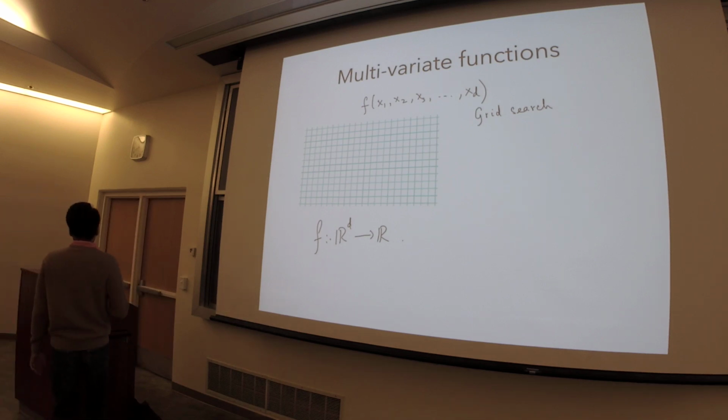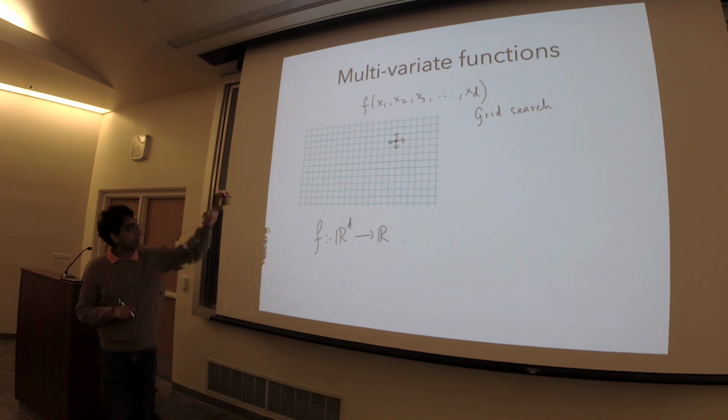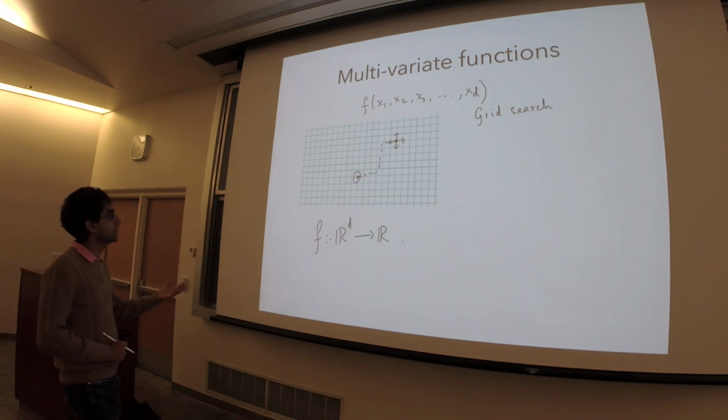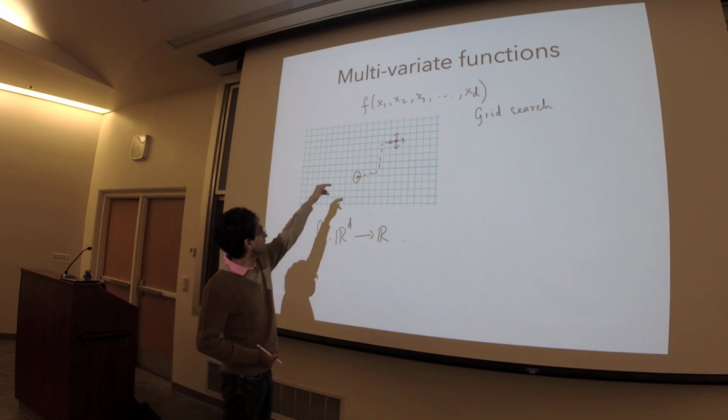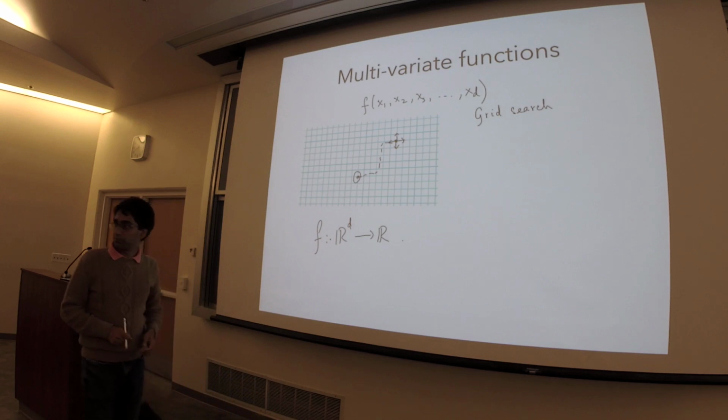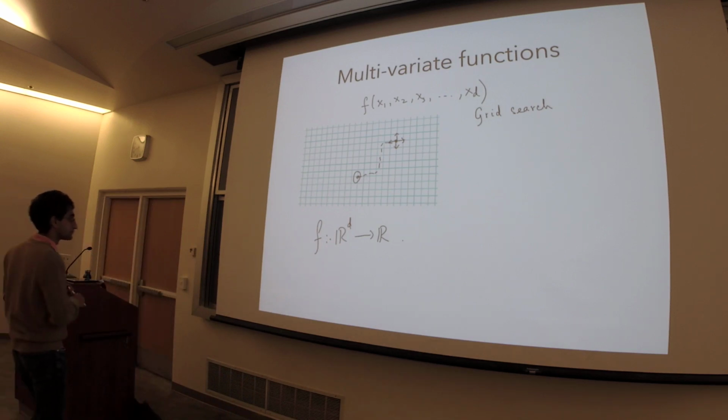Grid search is a natural example where you start off at some point and you move left or right or up or down, and all the neighbors have a cost that is higher than the current one. Your goal is to minimize the function. So you move to a place where all the neighbors have a higher cost, and then you declare that that's the answer. This is one standard thing.